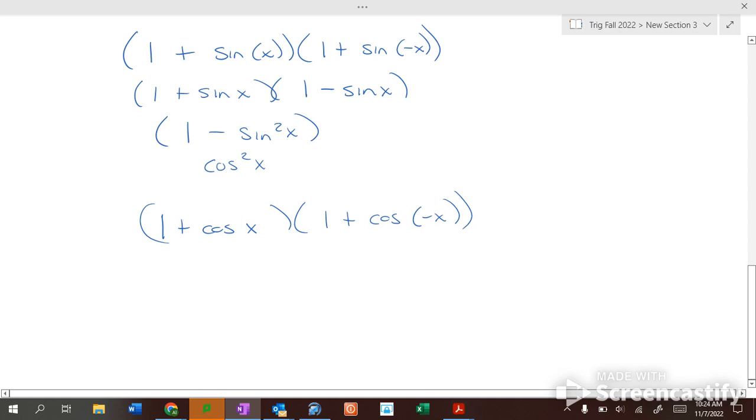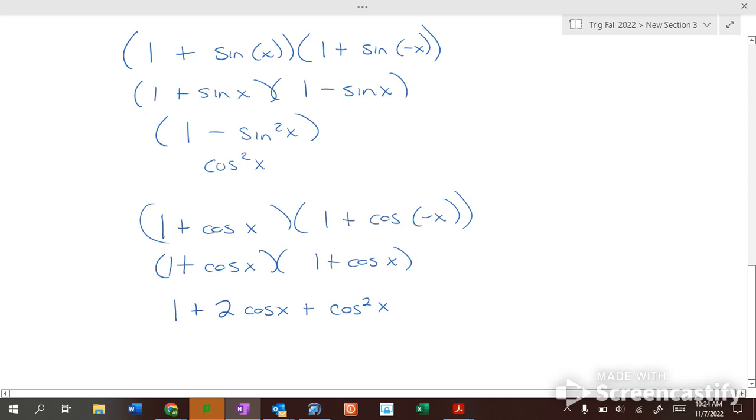So what happens on this one? Before I can FOIL, I have to take care of my negative sign in here. The first set of parentheses is 1 plus cosine of x. What's the second set of parentheses going to be? 1 plus cosine of x again. So if I FOIL these, 1 times 1 is 1. Outers is cosine of x. Inners is cosine of x. What's 1 cosine of x plus 1 cosine of x? 1 plus 1 is 2 cosine of x. What's cosine of x times cosine of x? Cosine squared of x. There, I FOILed.